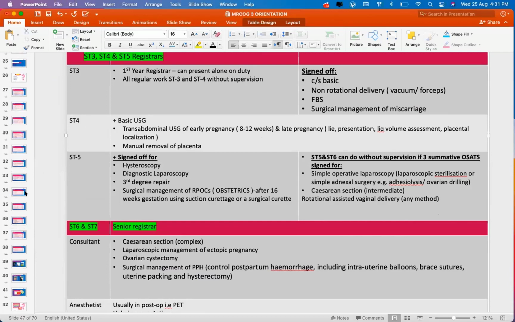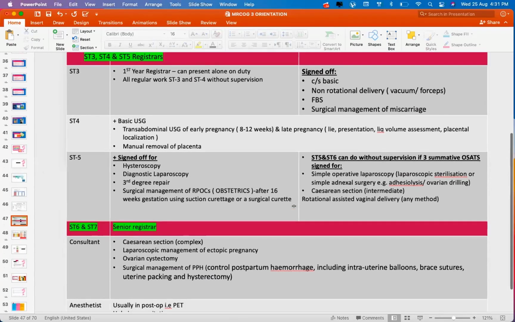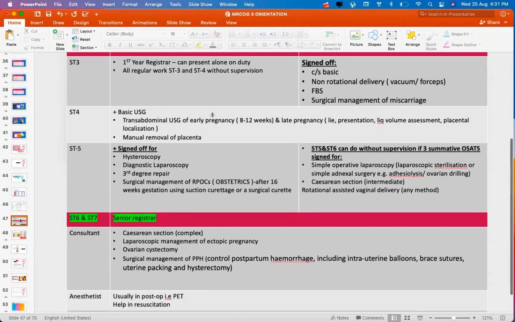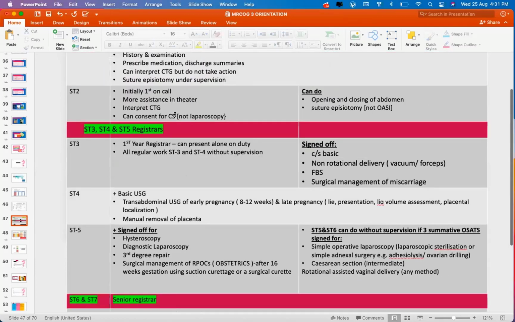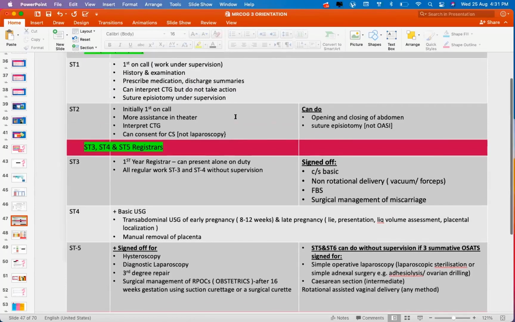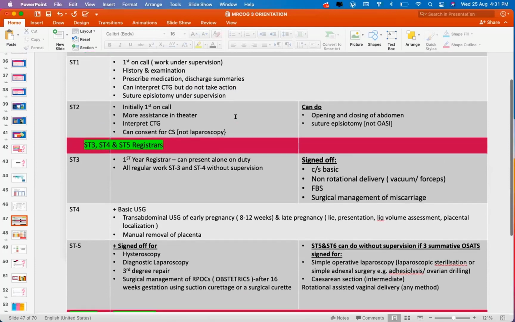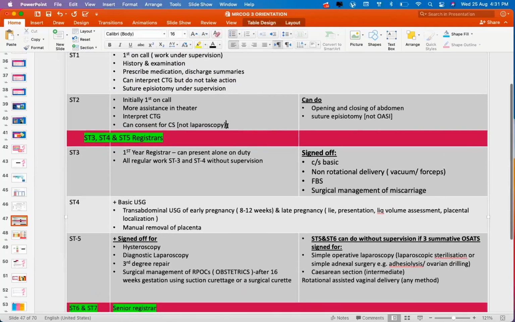Any questions, sir? I think you have explained almost. Hello, Dr. Alina. Yes, Asya is there, right? Dr. Alina, can I ask one thing? Yeah, please. Consent to be taken by ST2, this is the one you said? Consent will be taken by ST2? Yes. ST2 can take only the consent for the cesarean section, not laparoscopy or hysterectomies. But not ST1. Okay, thank you. Okay, thank you, Asya.